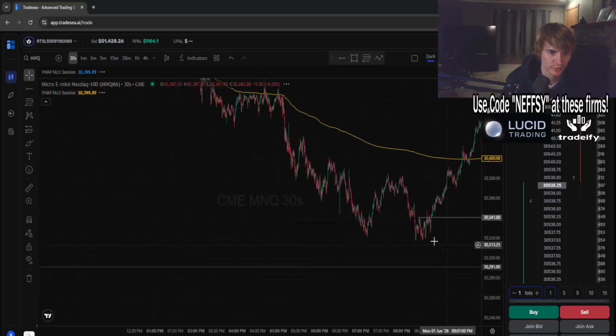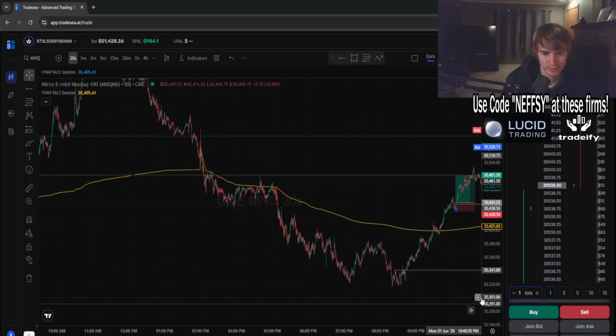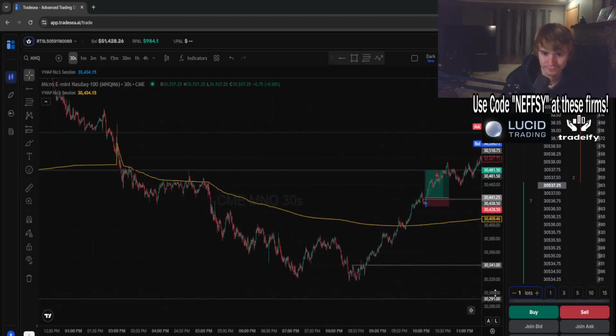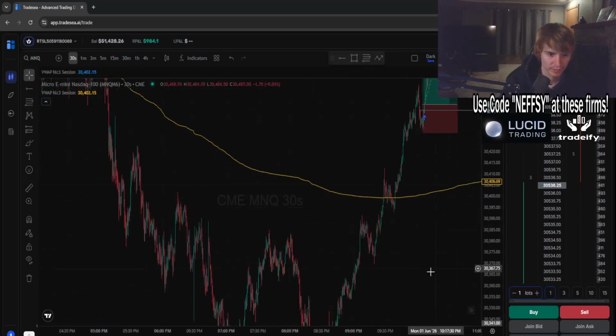So off of that, I don't really want to take continuation shorts. We've also been shorting for a long time, which shows me that we are overextended. Overextended would actually be long, but I can't think of the word for whatever.